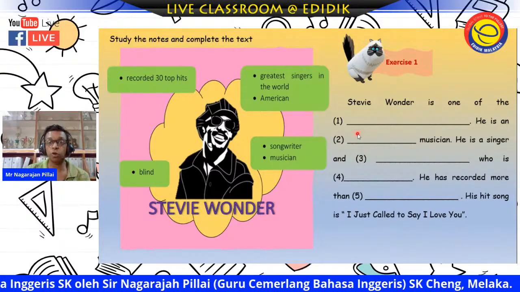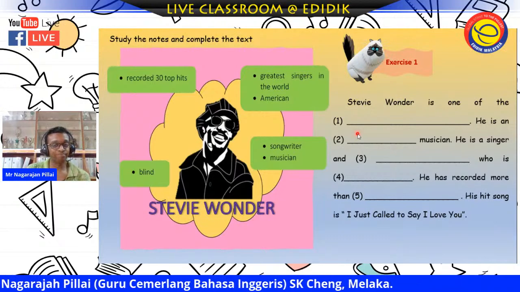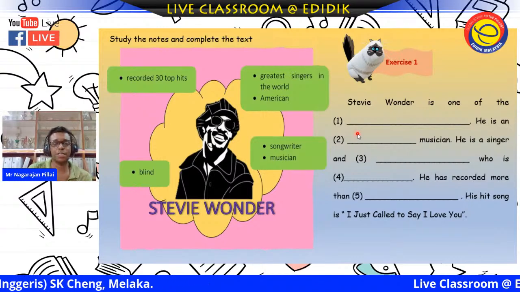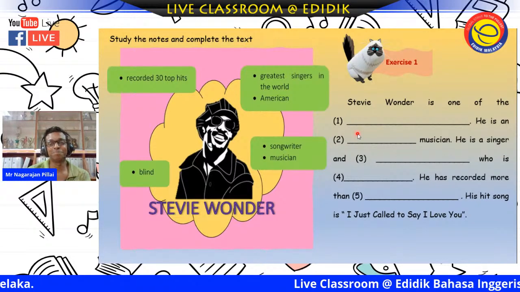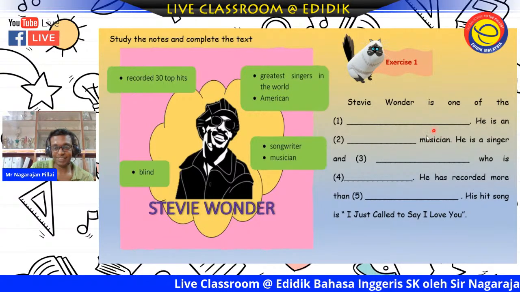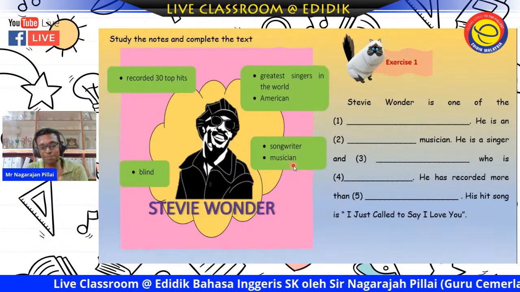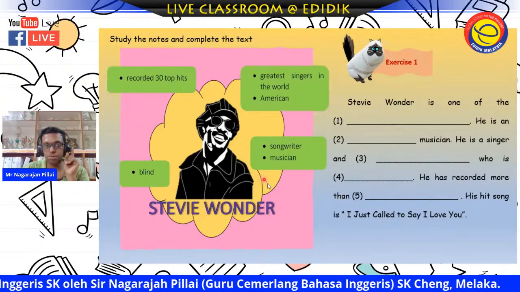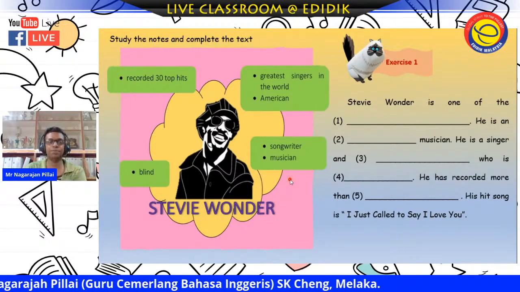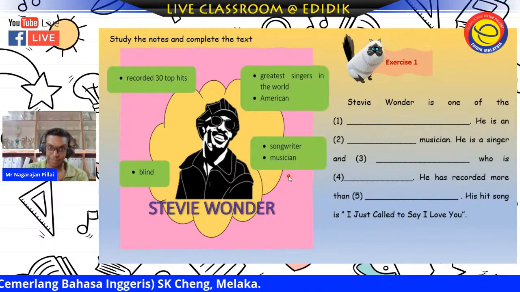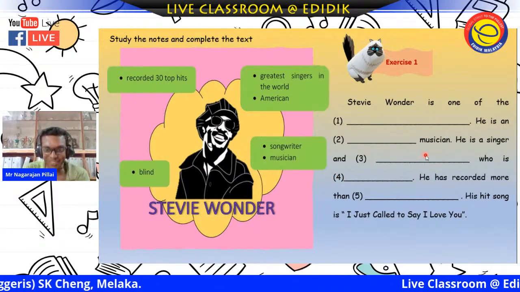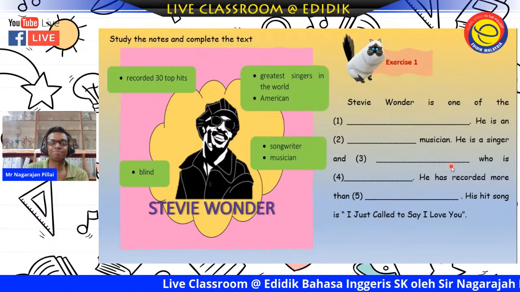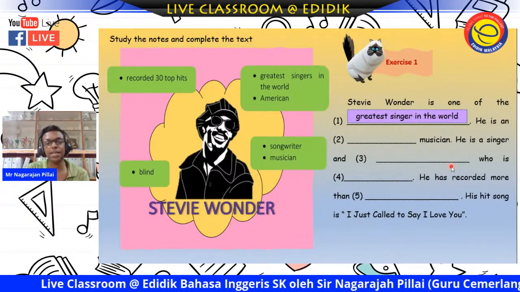Who wants to try question number 1? Stevie Wonder is one of the... Can I write musician? Why? You see the word musician? It's here. It has been taken from the stimulus to the text, the linear text. That means don't use the word musician. It's wrong. Biggest sin. Stevie Wonder is one of the greatest singers in the world.